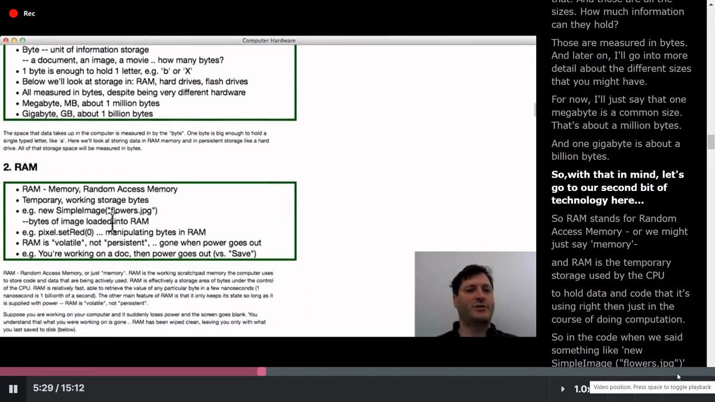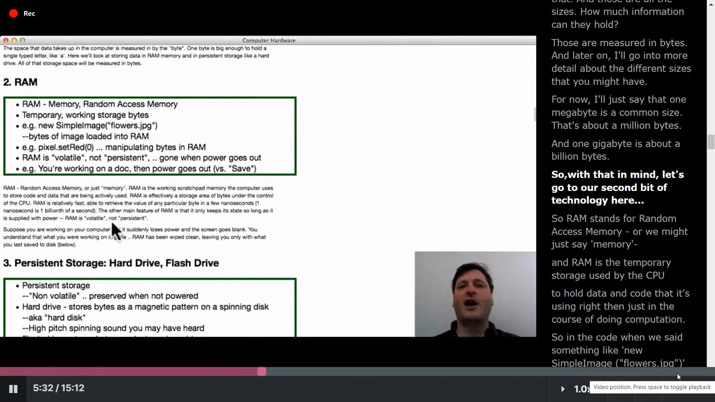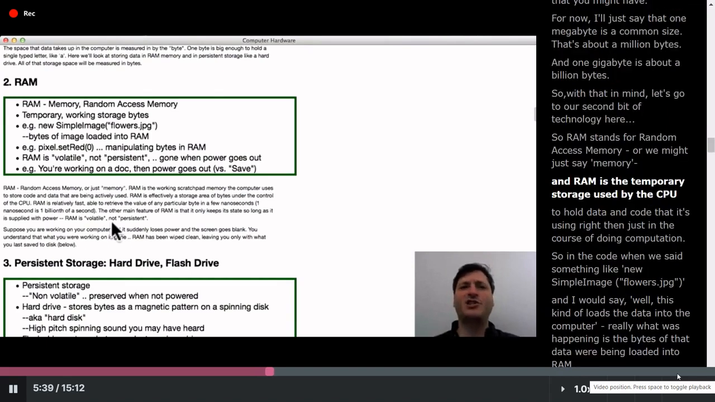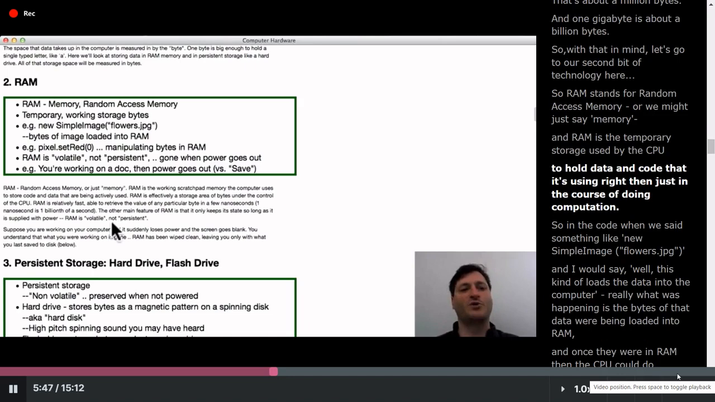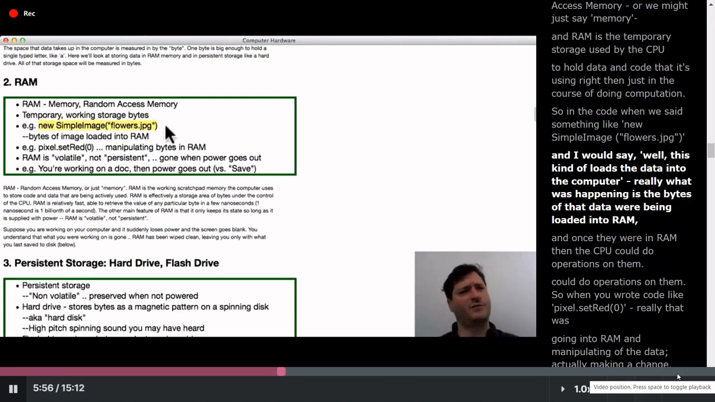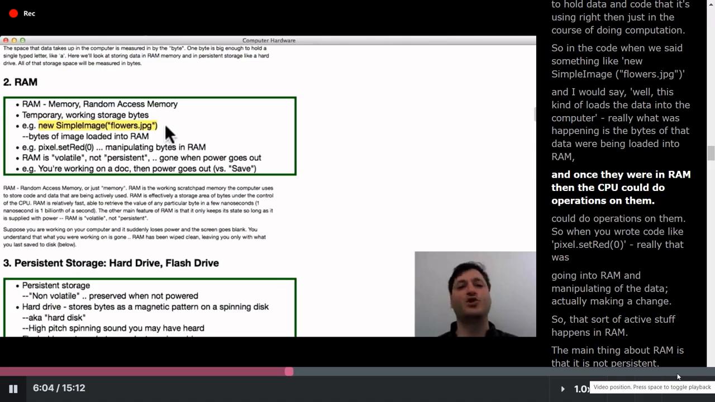So with that in mind, let's go to our second bit of technology here. So RAM stands for Random Access Memory, or we might just say memory. And RAM is the temporary storage used by the CPU to hold data and code that it's using right then, just in the course of doing computation. So in the code, when we said something like new simple image flowers.jpg, and I would say, well, this kind of loads the data into the computer, really what was happening is the bytes of that data were being loaded into RAM. And then once they were in RAM, then the CPU could do operations on them.